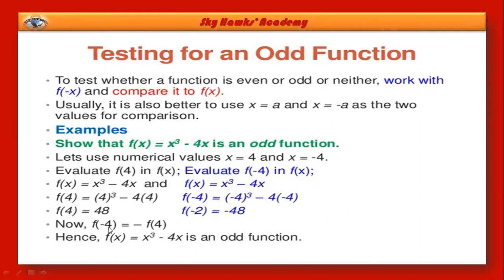Now f of negative 4 is equal to negative f of 4. Hence, f of x equal to x cubed minus 4x is an odd function. Okay. So x cubed minus 4x is an odd function. So the test is the same.